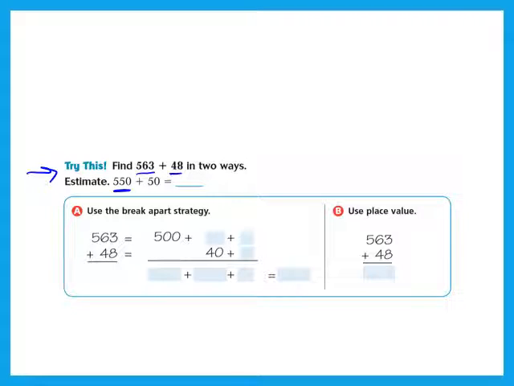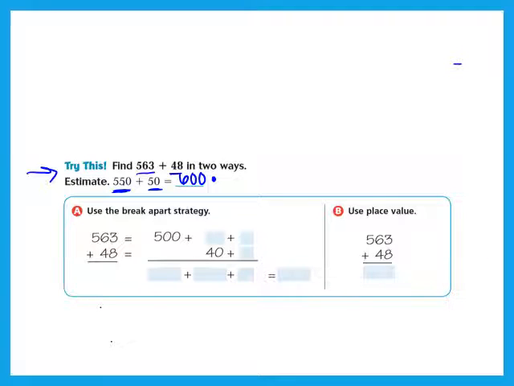I can round 563 to a compatible number of 550 because those 2 numbers are pretty close. And I can round 48 to 50. And then when I add 550 plus 50, that equals 600. So I know that my final exact answer needs to be pretty close to 600.